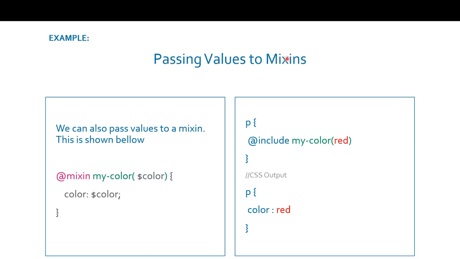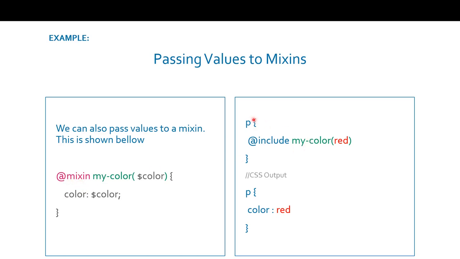Then how do I pass a value to a mixin? To pass a value to a mixin, when you are creating the mixin, you have to add a variable, and then I will use this variable in the body of my mixin. Everything within this curly bracket is the body of the mixin. This is the mixin directive. This is the mixin name. This is the parameter I'm passing to the body of this mixin. In this case, I am assigning the value of this parameter to the property called color. This is basically how it is done when you want to pass values to your mixin.